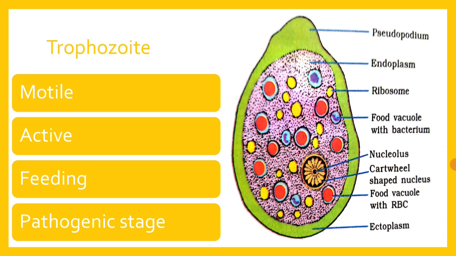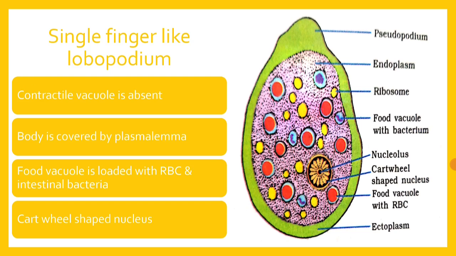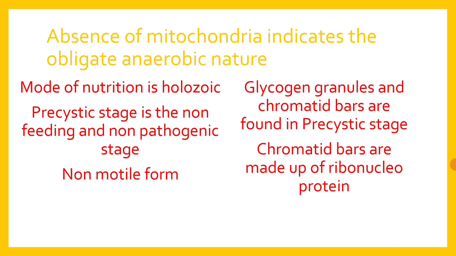And this trophozoite stage goes on feeding. Of course, it performs binary fission and daughter trophozoites are formed. So, after repeated divisions, suddenly it enters into precystic stage. And all these characters I already mentioned. Single finger like lobopodium is present, contractile vacuole is absent, body is covered by plasmalemma, food vacuole is loaded with RBC and intestinal bacteria, cart wheel shaped nucleus is present. And one more point is mitochondria are absent in Entamoeba histolytica.